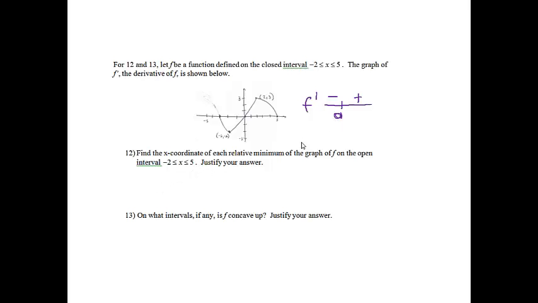There is a relative minimum at x equals 0, and that is because f prime changes from negative to positive. All right, if this would have changed from positive to negative, that would have been a maximum.